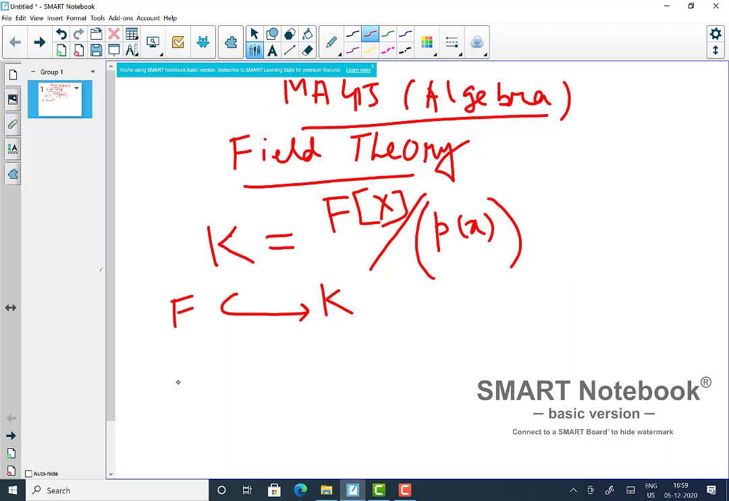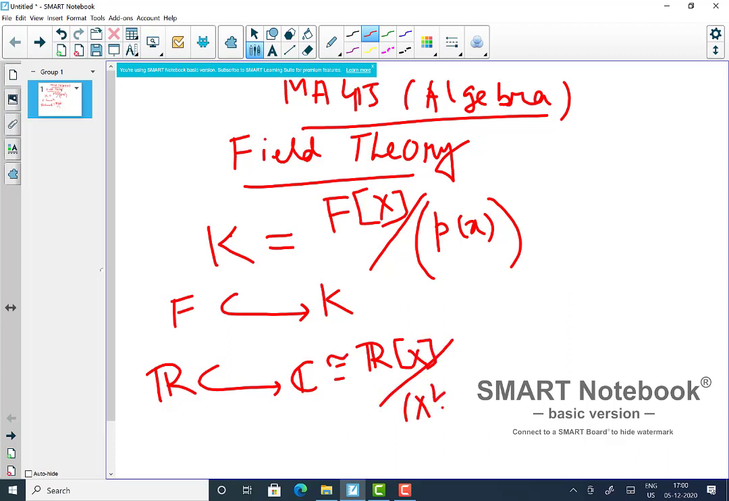And then we said how, from R, you make the complex numbers C. That was R[x] modulo the ideal generated by the polynomial x squared plus 1.